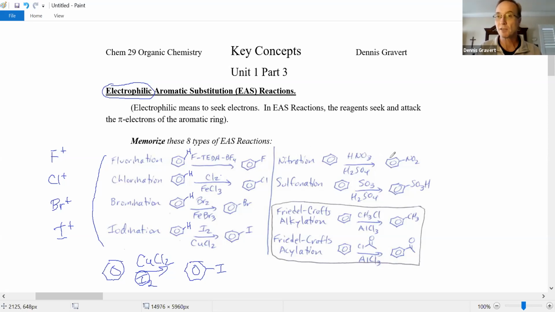There's some other things you can put on the ring instead. You can put on the nitro group. So remember in our previous naming video, we talked about memorizing the nitro group because it's really common. Well, now here's how you can put it on the ring. Use nitric acid, HNO3, mixed with sulfuric acid, H2SO4, and that will substitute a hydrogen on the ring with a nitro group.